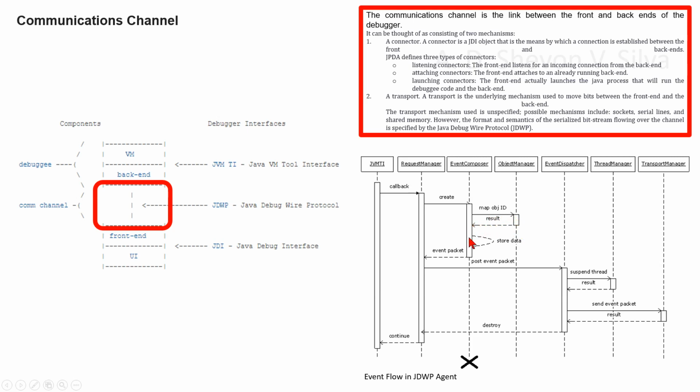event composer via result, and event composer is connected to itself via store data. Event composer is connected to request manager via sequence event packet. Request manager is connected to event dispatcher via post event packet. Event dispatcher is connected to thread manager via the suspended thread, and thread manager is connected to event dispatcher via result, and the event dispatcher is connected to transport manager via send event packet, and transport manager is connected to event dispatcher via result. Event dispatcher is connected to request manager via destroy, and request manager is connected to JVM TI via continue.